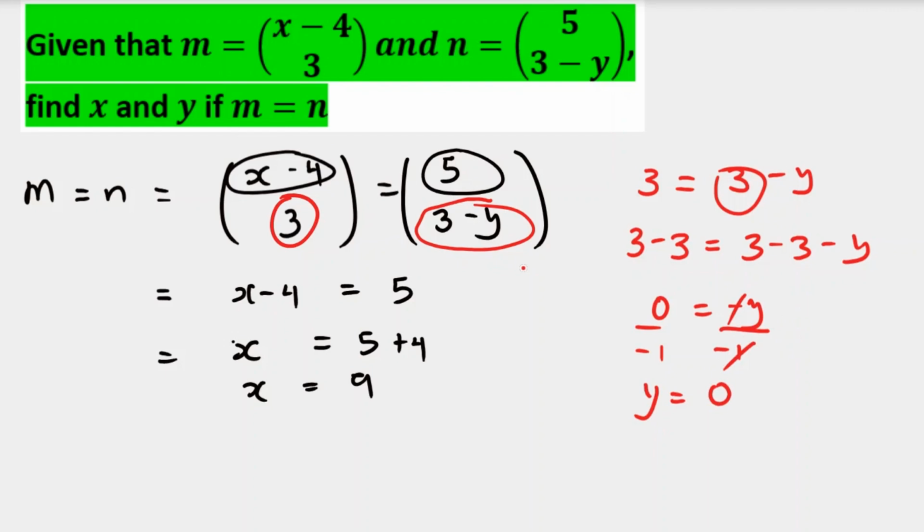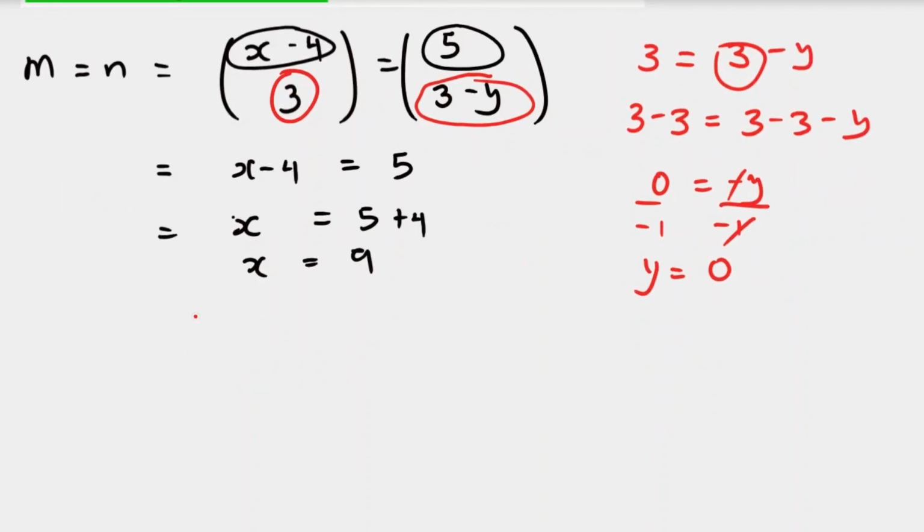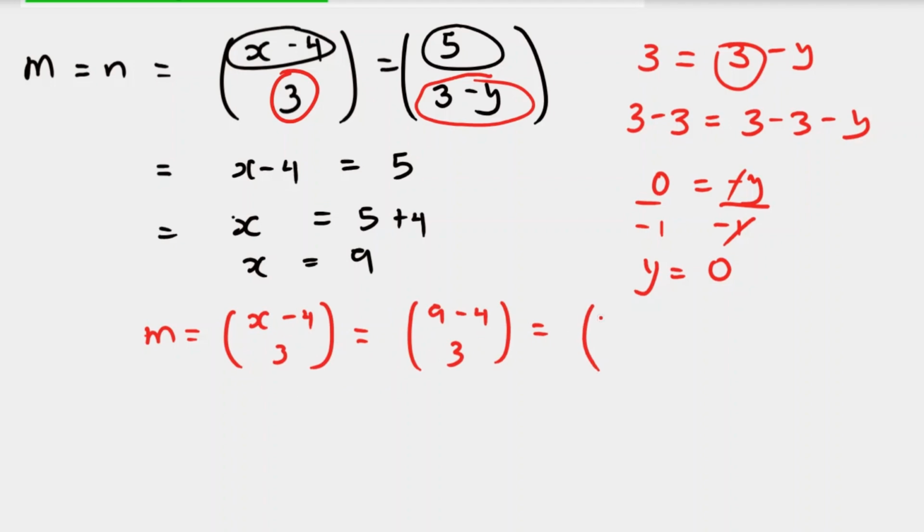Let's see. Now, m is equal to x minus 4 as given initially. Now that we know the value of x, we can find the exact value of what? M. So x is equal to 9. So that's going to be 9 minus 4. So I'm just doing substitutions. So in place of x, I'm just writing the value of x, that is 9. So you see, 9 minus 4 is 5. And then we have 3 here. So that means the value of m is 5, 3.